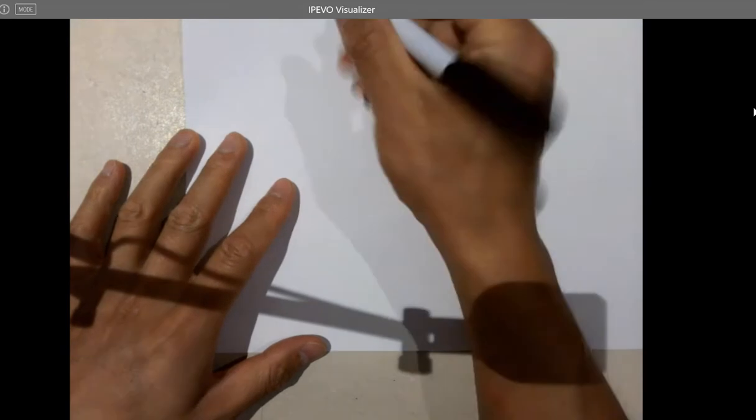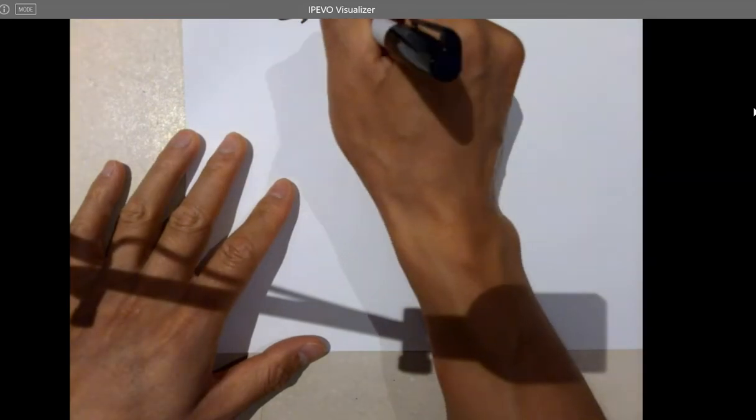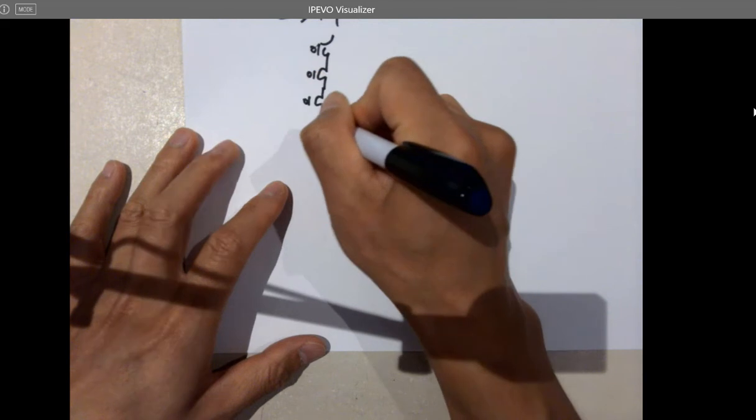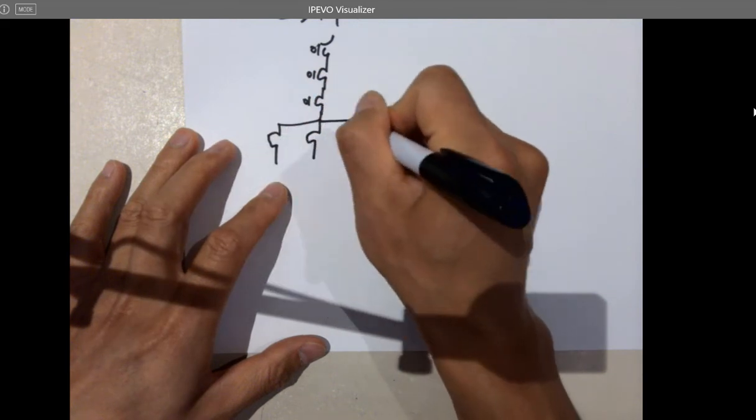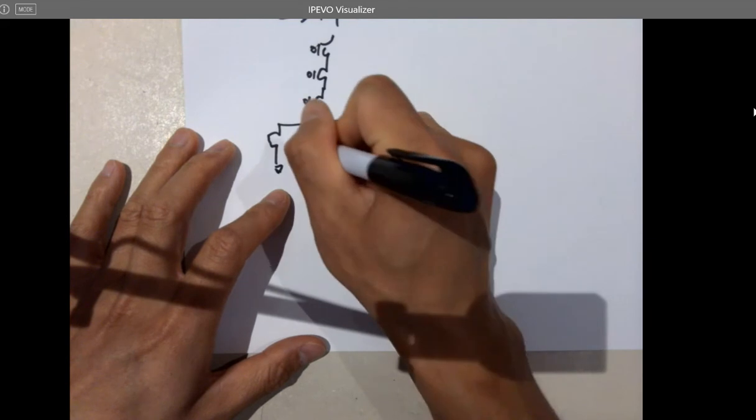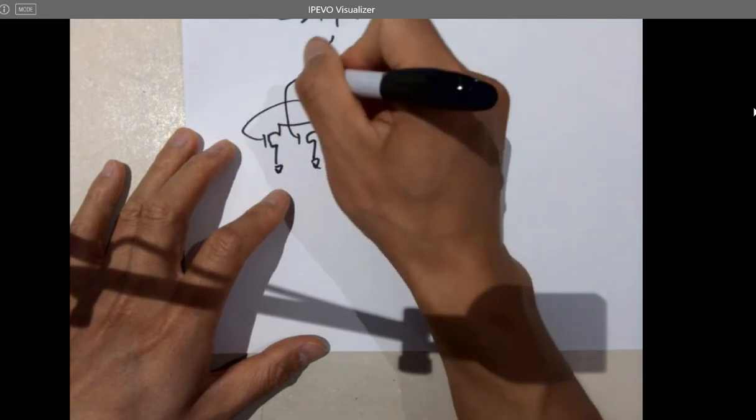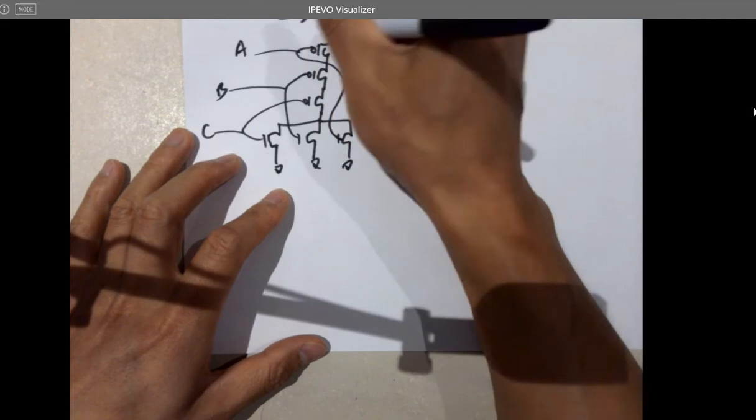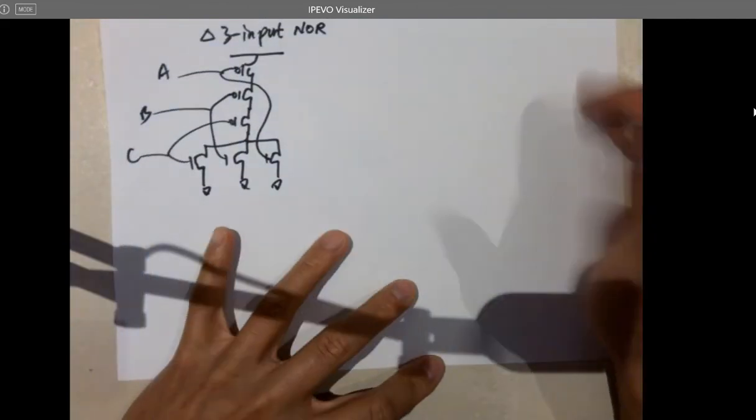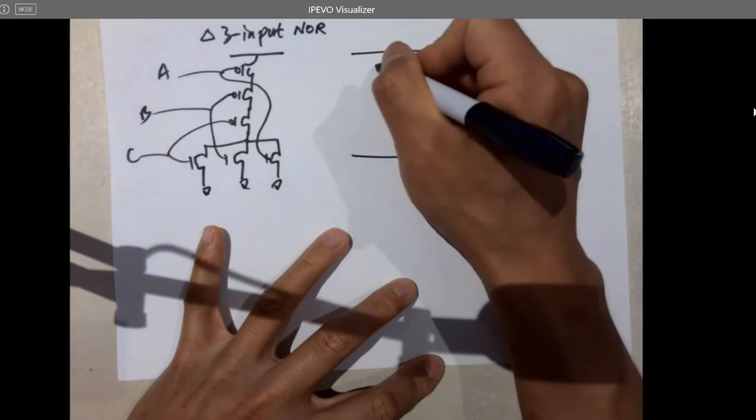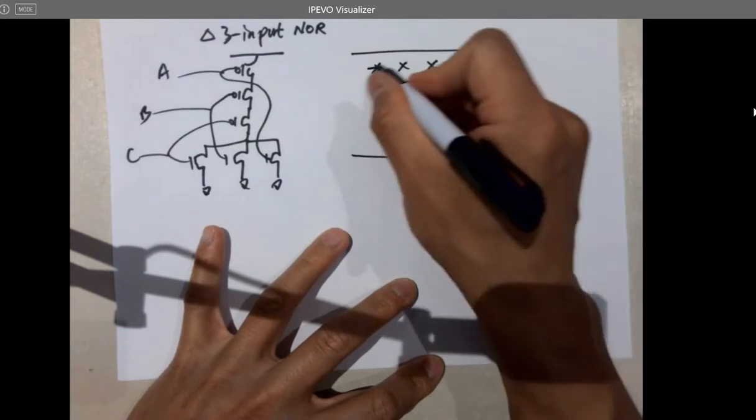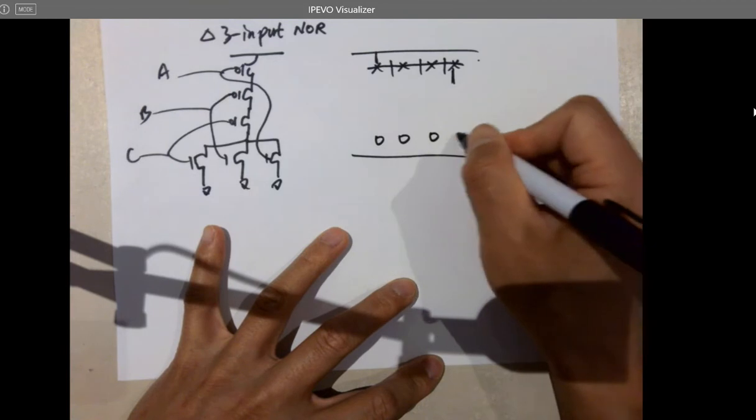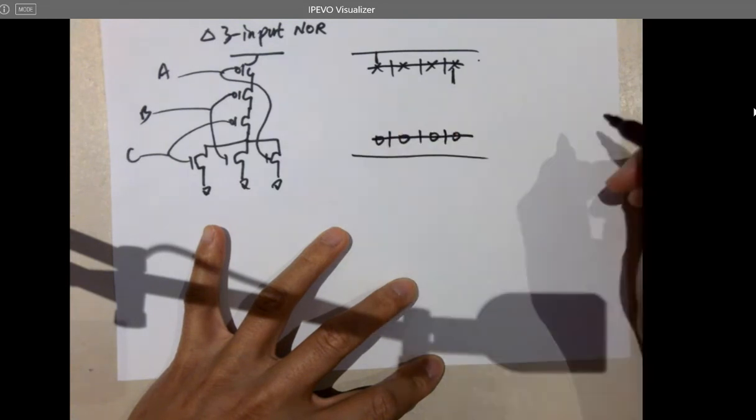NOR gates. Three PMOSes in parallel. Oh, in series, I'm sorry. And NMOSes in parallel.